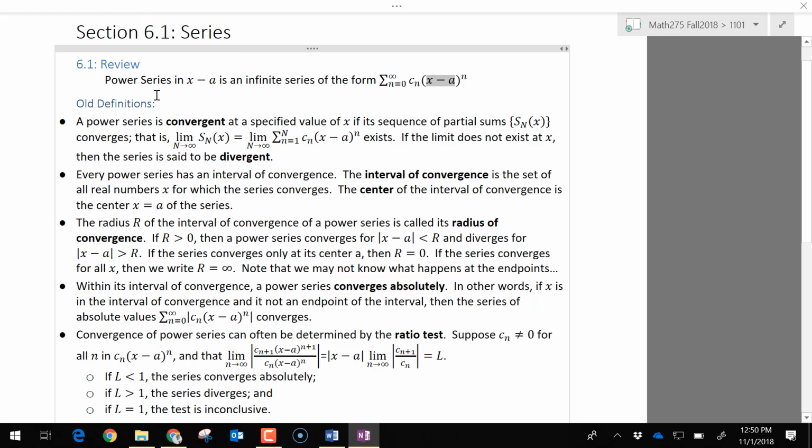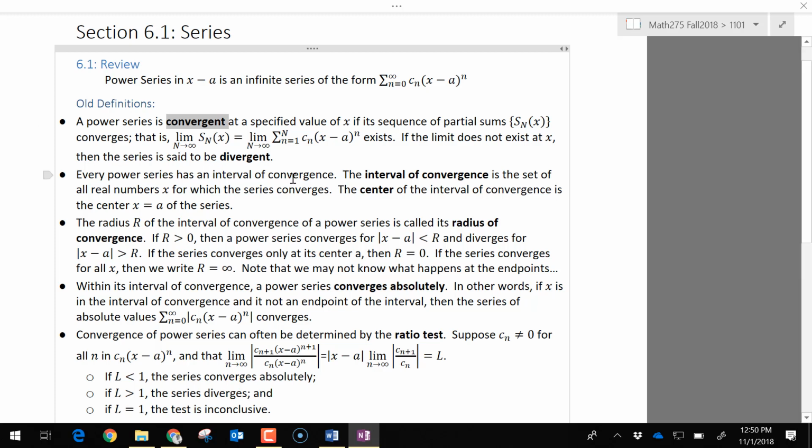So some old definitions here of power series. A power series is convergent at specific values of x if its sequence of partial sums converges. Now that definition is a little bit more technical than what we need, and in fact we probably won't be relying on this as a definition for us to show that something converges. If it doesn't converge, then it diverges.